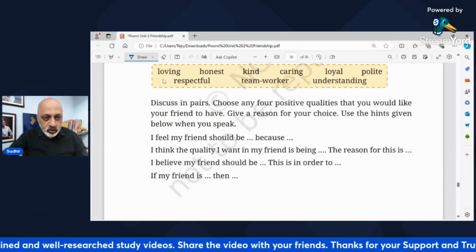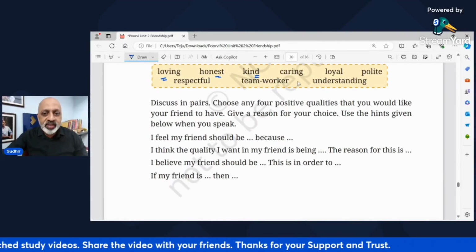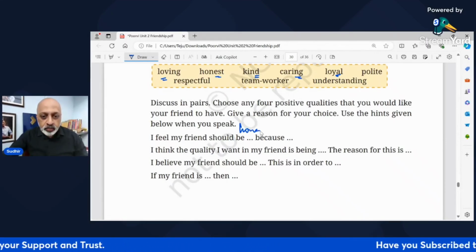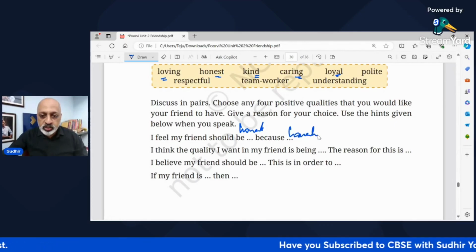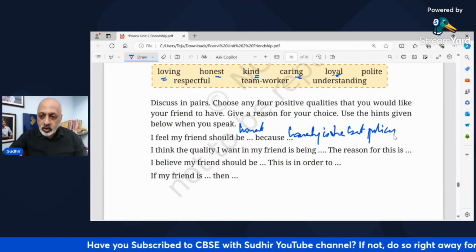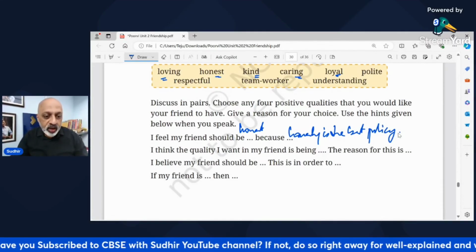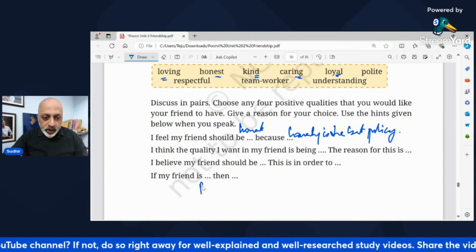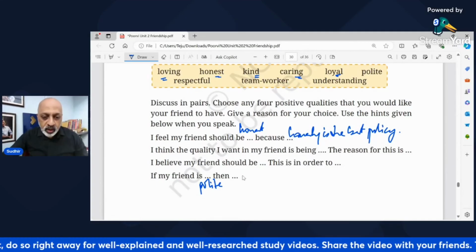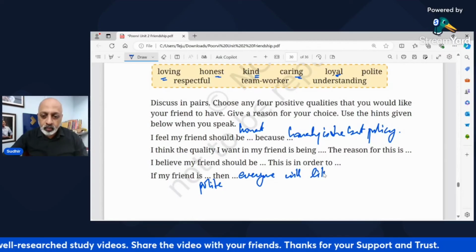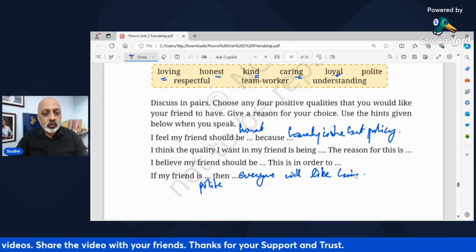Should be, anything. Should be loving, honest. These are all qualities that you expect in a friend. And what's the reason? I feel my friend should be honest, because honesty is the best policy. You can write it like that. You'll get full marks. Okay. Honesty is the best policy. So this way you should write. If my friend is polite, then everyone will like him. That's how you write it. Okay.